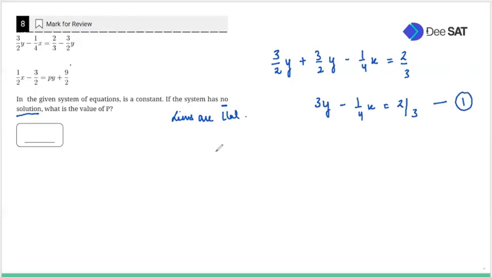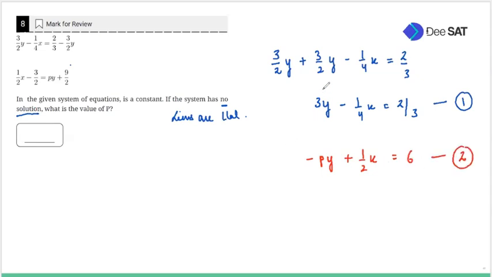Looking at the second equation, I can write negative py. I'm taking y to that side and equating the things, negative py, and then plus 1 by 2x is equivalent to 9 by 2 plus 3 by 2, where 2 is the common denominator. So 9 plus 3 is 12, and 12 by 2 is 6. So I'm writing 6 in place of 9 by 2 plus 3 by 2. So it is 6, which is my equation number 2.